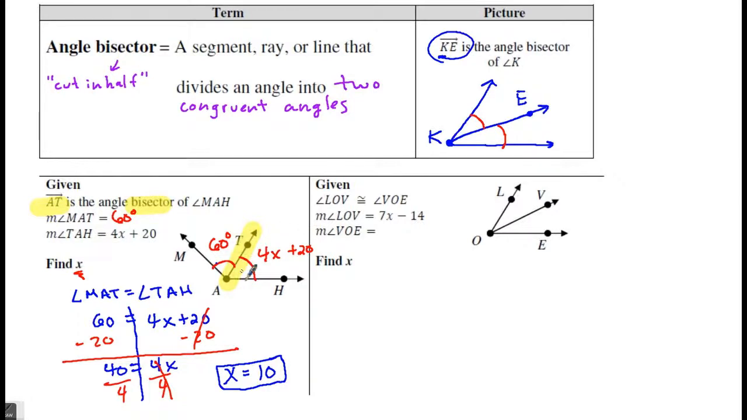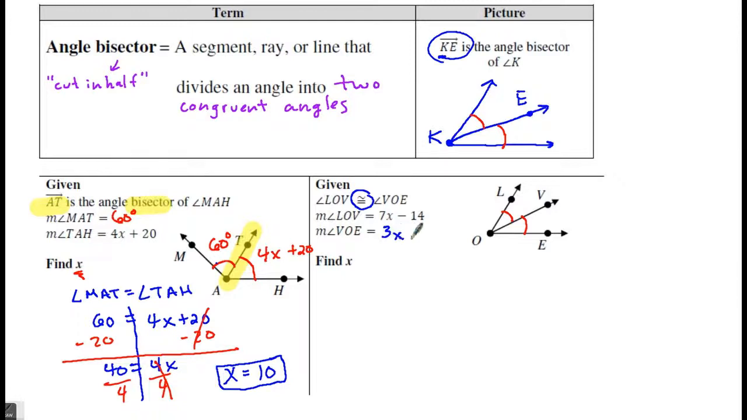We are given that angle LOV is, again, congruent to VOE, so they're congruent. So that tells me that LOV, this angle right here, and I'm going to use another color here, this angle equals angle VOE, that's this angle right here. So that means they're equal. So therefore, VO, this ray right here in the middle, is being bisected, being cut in half for this angle LOV. So the measurement of LOV is 7x minus 14, and then we're also going to have the measurement of VOE, which is 3x plus 17.